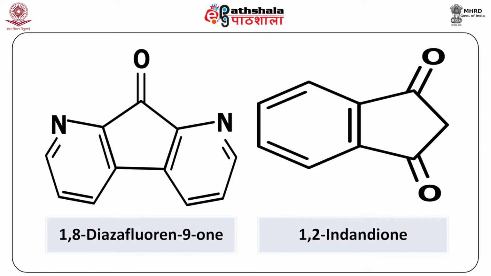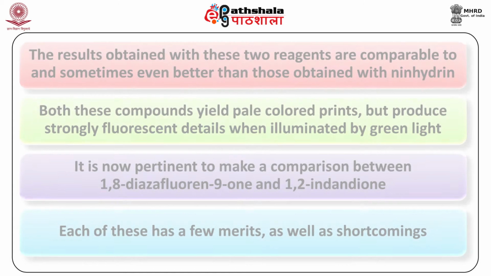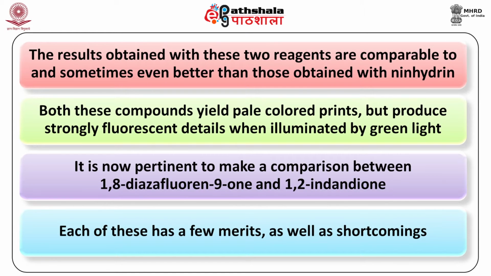Of all the fluorogenic reagents cited here, two are most promising. These are 1,8-diazafluorenone and 1,2-indandione. The results obtained with these two reagents are comparable to and sometimes even better than those obtained with ninhydrin. Both these compounds yield pale colored prints but produce strongly fluorescent details when illuminated by green light.